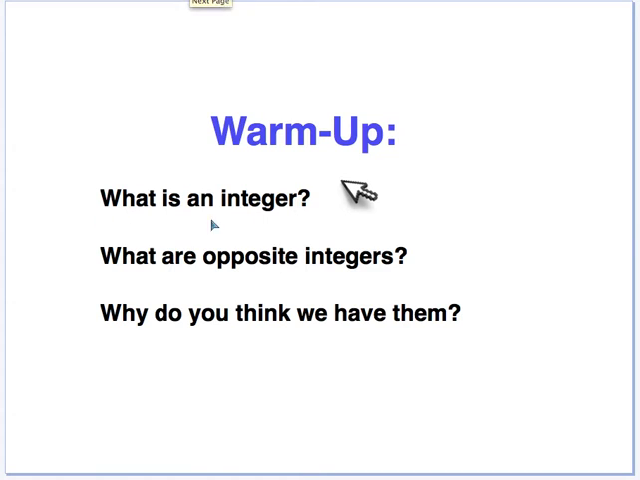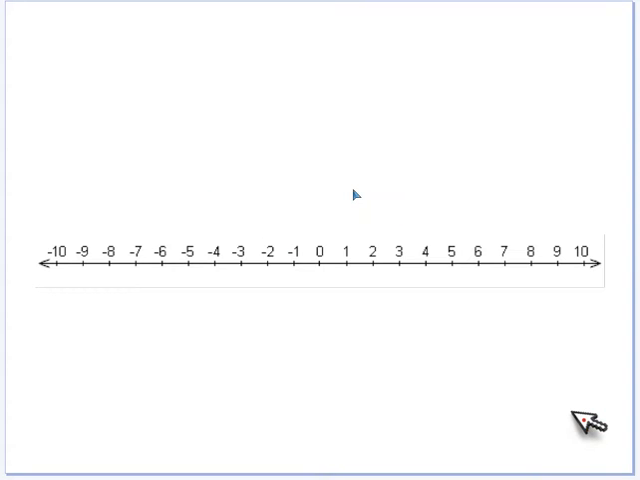The big question is, what is an integer? You may have heard of it before, but basically, integers are any positive and negative whole numbers. So, for example, they can be represented on a number line. The number right there is a positive 2, and I know it's a positive because it is to the right of the 0.